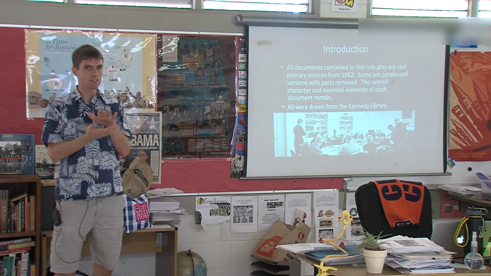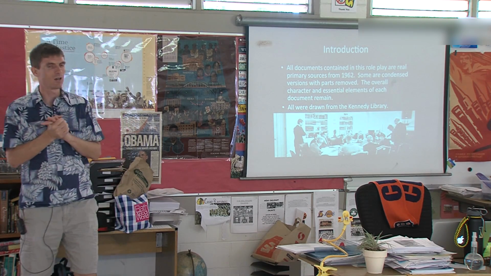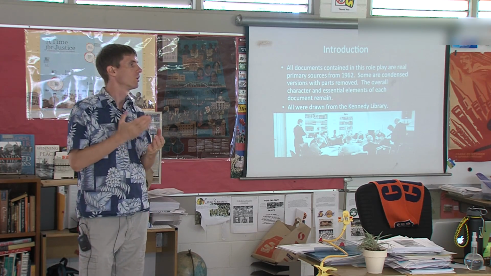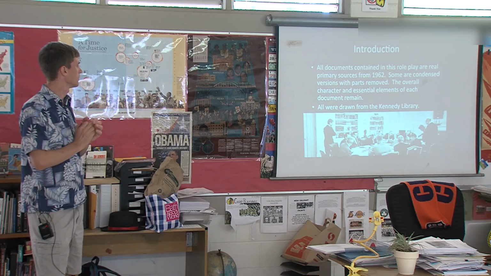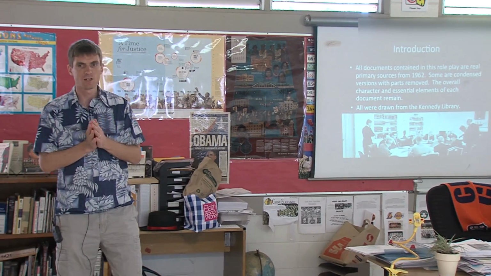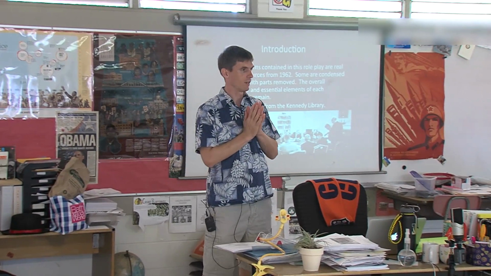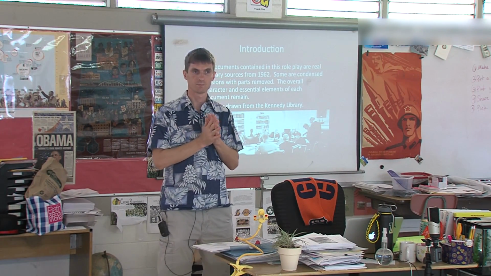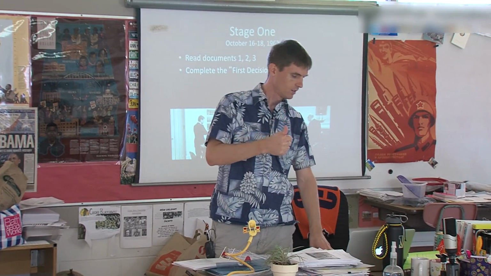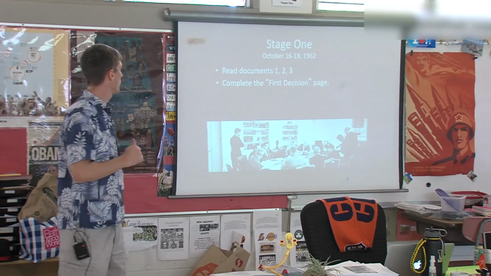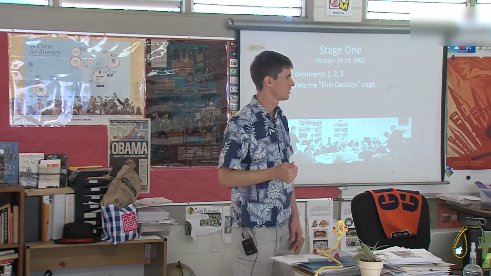Some of them have been condensed. I took out parts that were extraneous, but the overall character, the essential elements are there, intact. So you are dealing with the real thing that Kennedy and his advisors dealt with at that time. If you want to look them up, they're all at the Kennedy Library, which is in Boston, and online. Okay, any questions? While you folks are reading, I'm going to be playing some Cuban music to get us in the mood. To start off, read documents 1, 2, and 3, and complete the first decision page. Don't go beyond that.